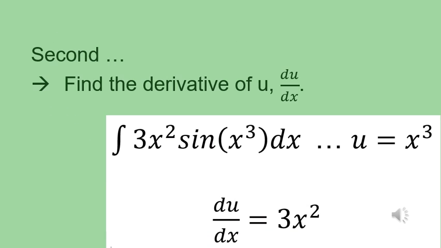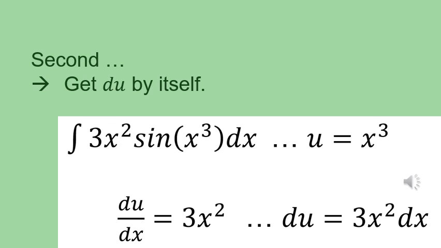Once I've figured out what u is, what I've got to do is find the derivative of u. And when I do that, I use Leibniz's notation, so I write du dx. And I take the derivative of x cubed, which is 3x squared. So du dx equals 3x squared. Neither of those steps should really take a whole lot of time or be very hard. I just find that interior function and I take the derivative of it.